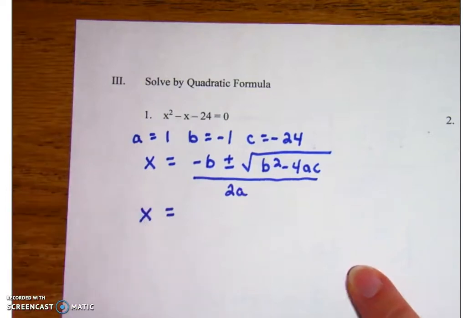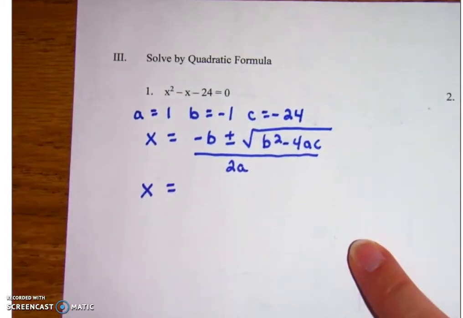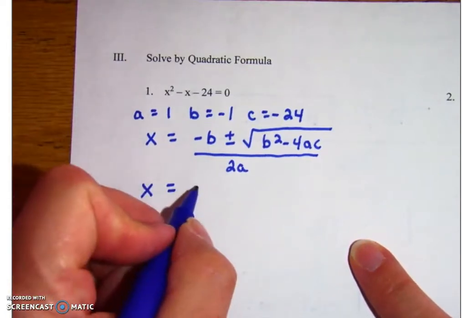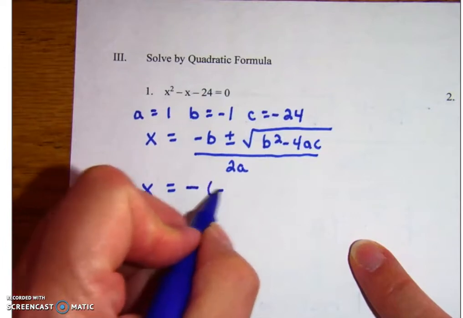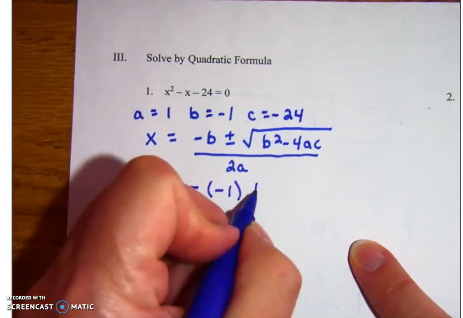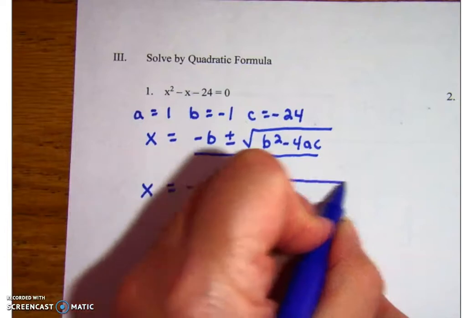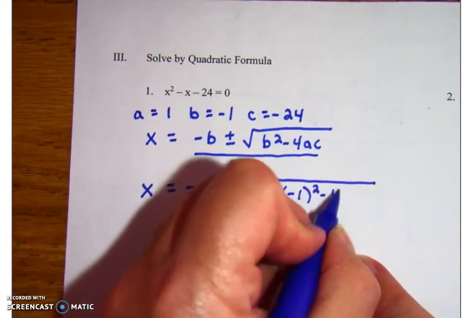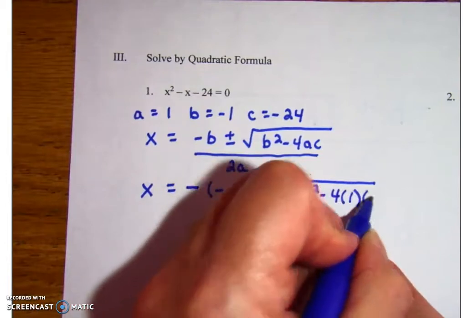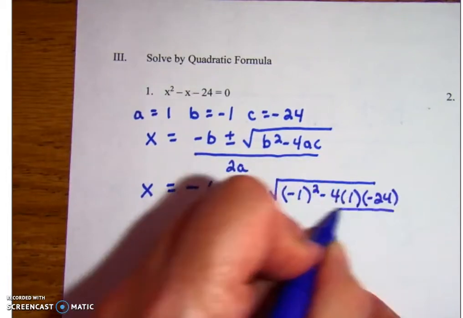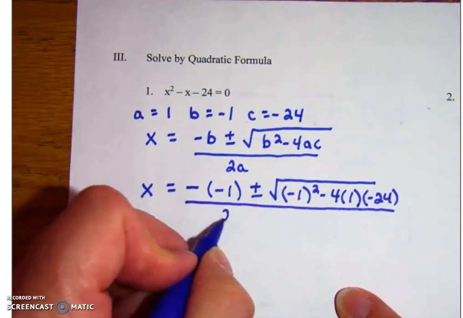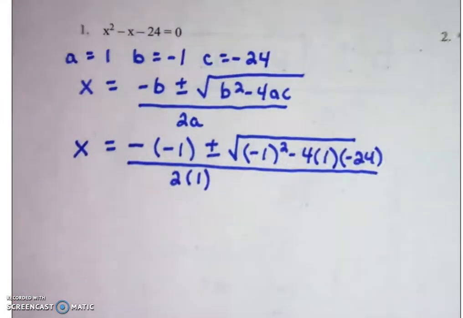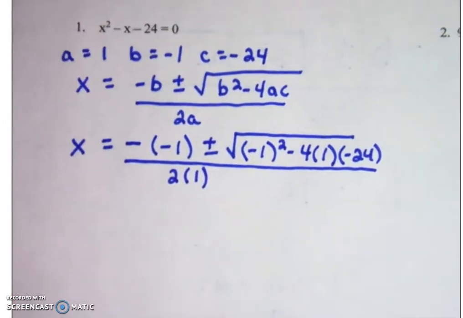All right. Again, label is important. Just kind of like when we did slope. You want to label, label, label. So we're going to plug in b. Careful here. Negative of a negative 1. b is negative 1. Plus or minus square root. Negative 1 squared minus 4 times a, which is 1, times the negative 24. All over 2 times 1. Okay? Very important to go one step at a time.